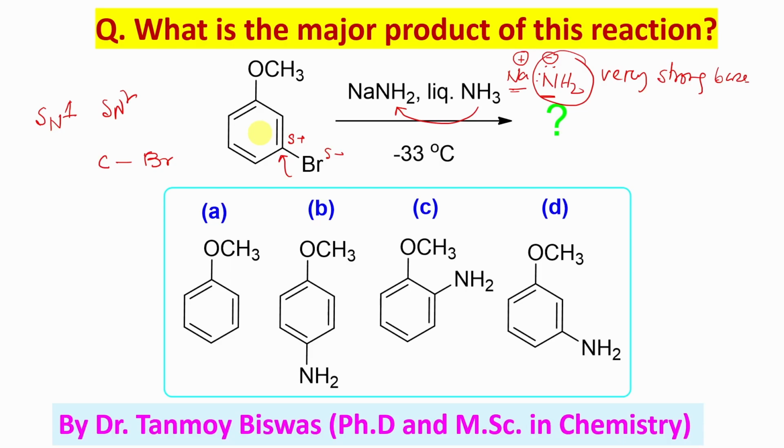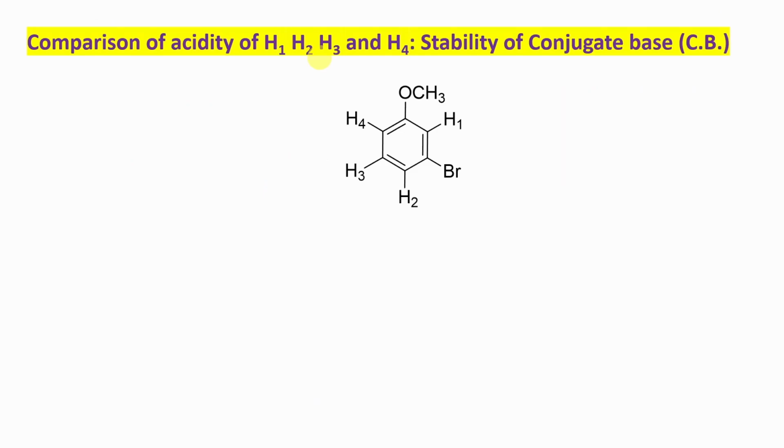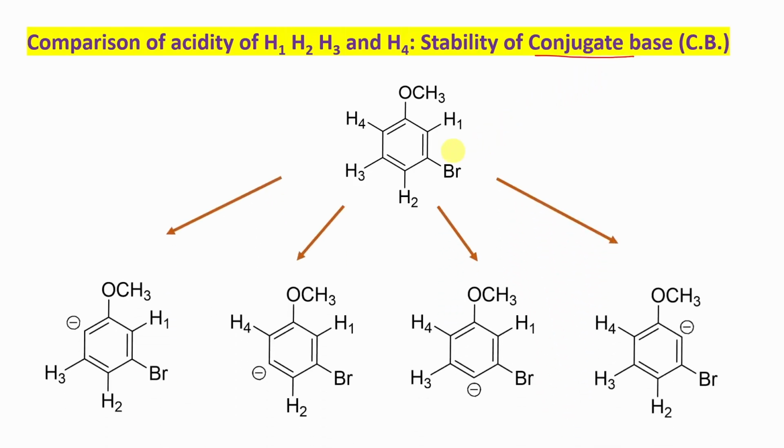The question is, if you look at this molecule, there is an sp3 hydrogen, and there are 4 sp2 hydrogens. We know the sp2 hydrogens are more acidic compared to the sp3 hydrogen. So one of the sp2 hydrogens will be abstracted. Question, which one will be abstracted? That is determined by the stability of the conjugate base. If you remove the proton, whatever remains is called the conjugate base. So let's look at the conjugate base.